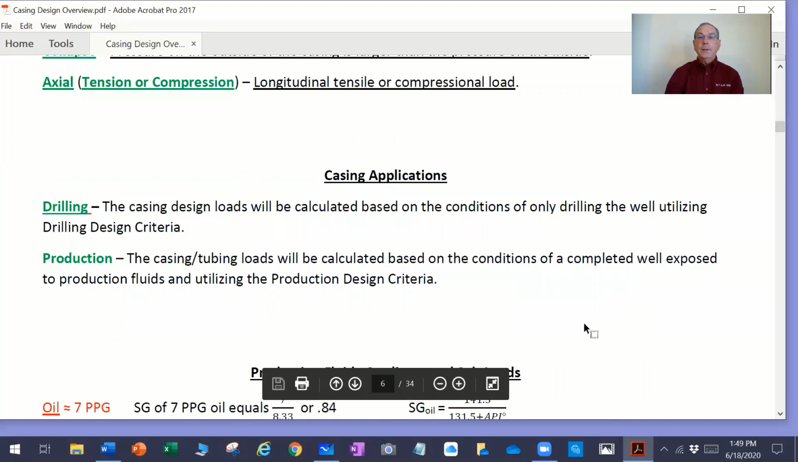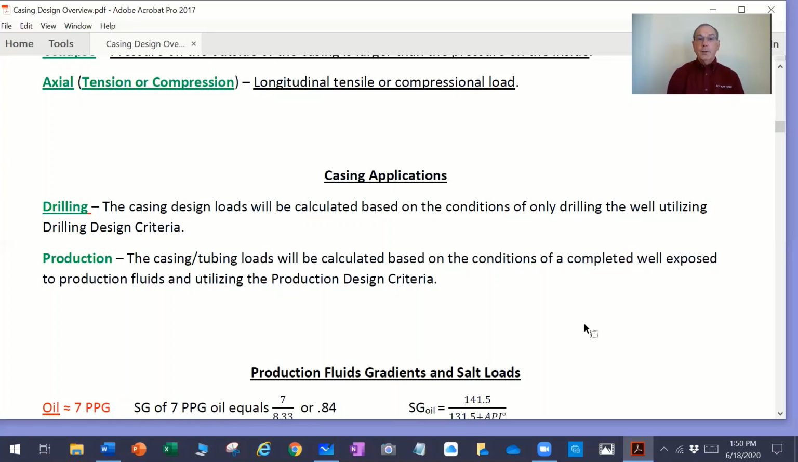Now casing applications, and we'll be talking about these as we start doing casing design examples, is we can design casing either for the drilling condition or we can design casing for a production condition. So a drilling condition means that the casing design loads will be calculated based on the condition of only drilling the well utilizing drilling design criteria. So drilling design criteria is going to be less stringent than production design criteria.